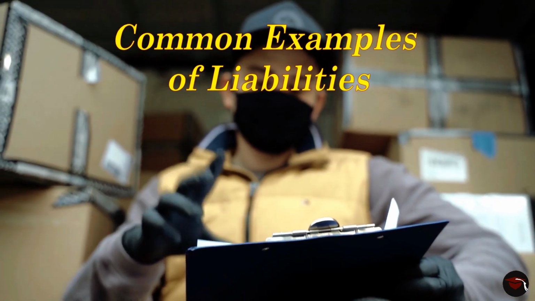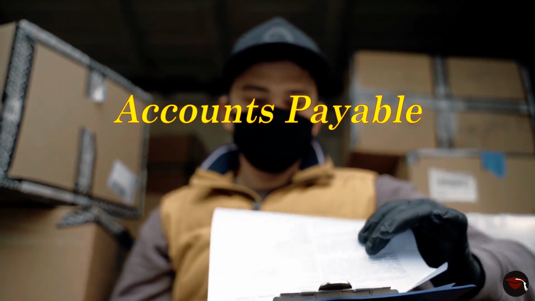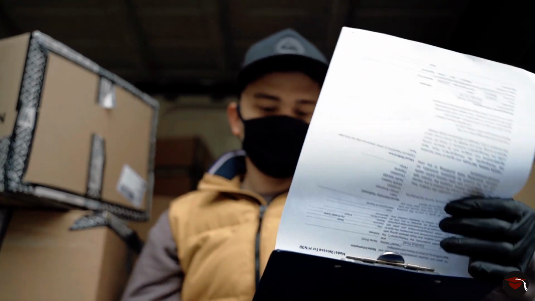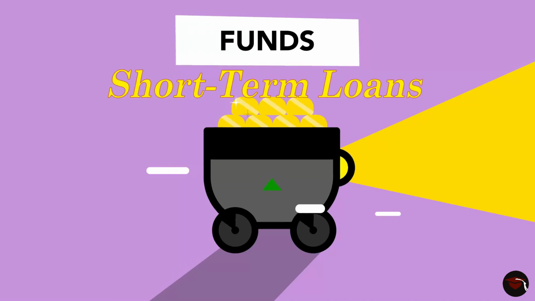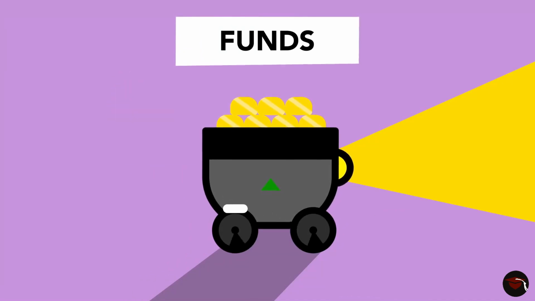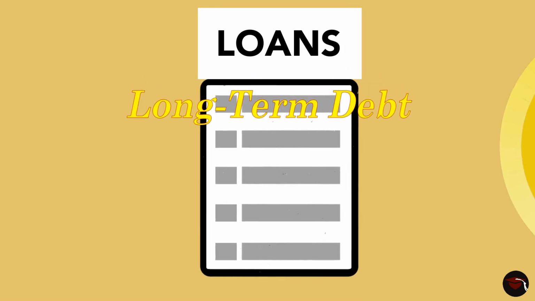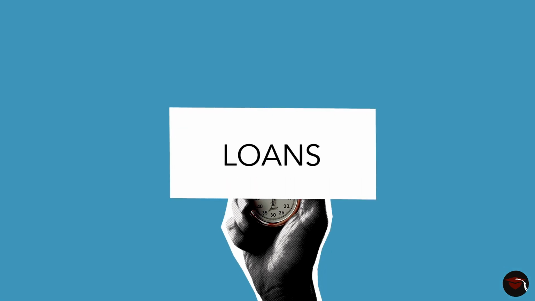Common examples of liabilities. Accounts payable, money that a business owes to suppliers for goods or services received. Short-term loans, borrowed funds that are due within 1 year. Long-term debt, loans and bonds with repayment terms beyond 1 year.